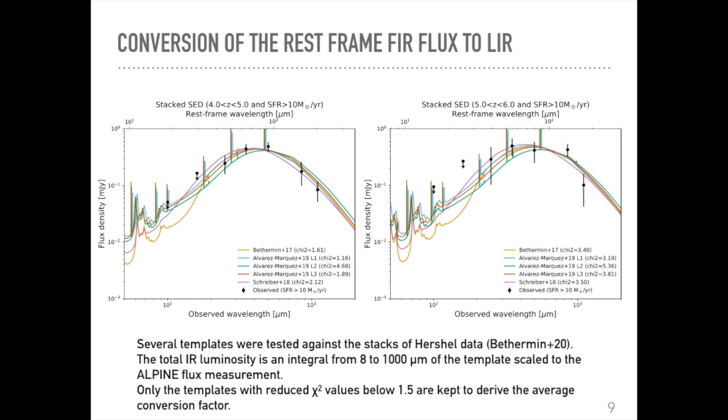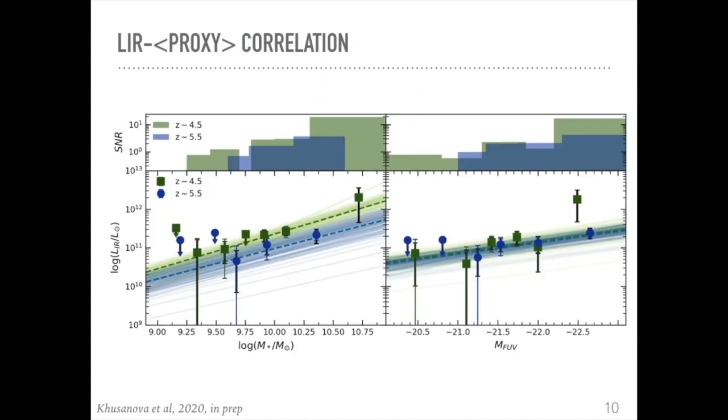And from each template, we can calculate the conversion factor from far infrared flux to infrared luminosity. And then if we have a number of templates, we can derive the average conversion factor and the uncertainty on this conversion factor, which can also be propagated to the uncertainty of the star formation rate density measurements. As you can see, we can observe the correlation between infrared luminosity and stellar masses, as well as between infrared luminosity and FUV magnitudes. And this, of course, can be used to constrain the star formation rate density.